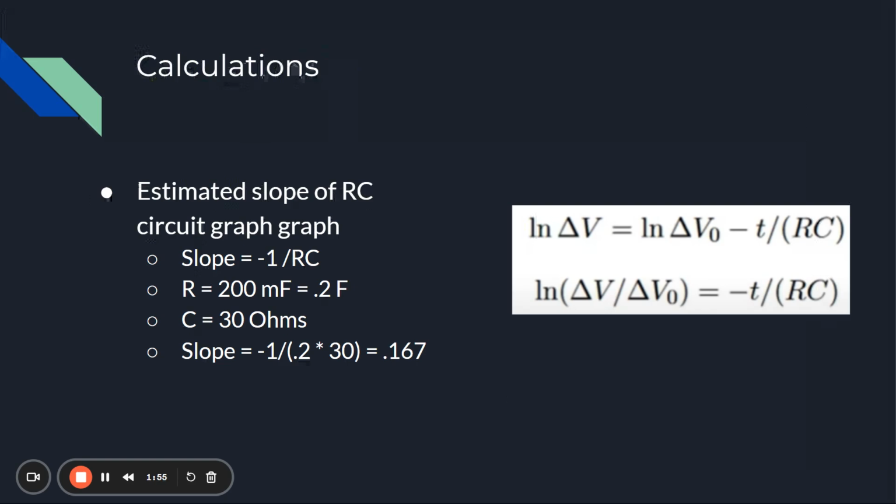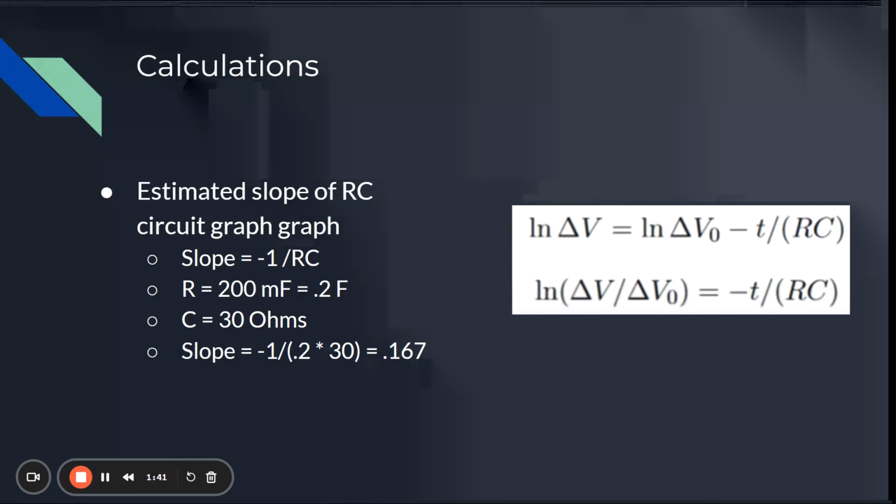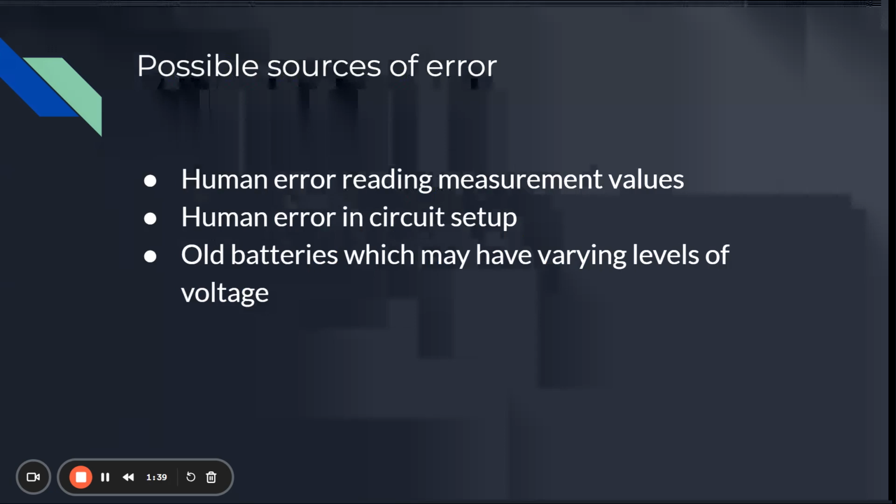The calculation that we used was the estimated slope of the RC circuit. And we can see that the slope was negative 1 over RC, our C being 0.2 farad, and R equals 30 ohms, so therefore we got our slope to be 0.167. You can see some of the equations on the right that we used to get these values.